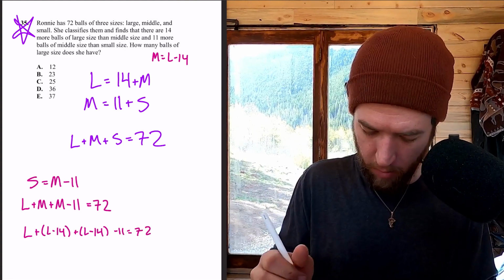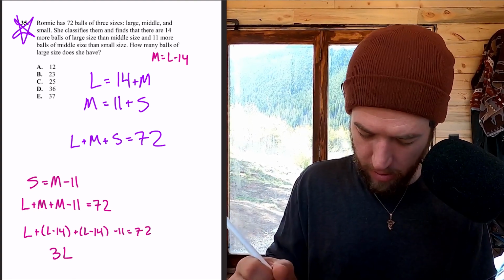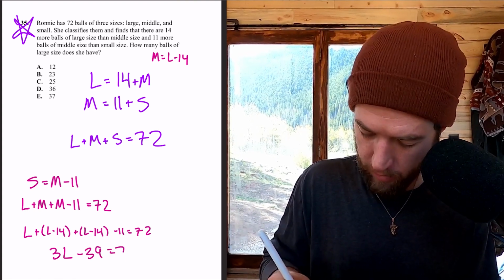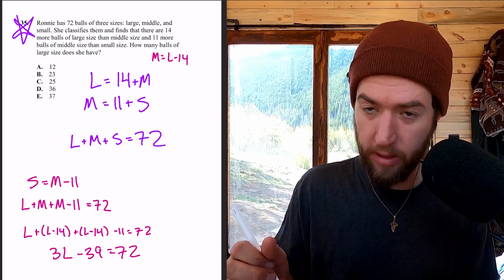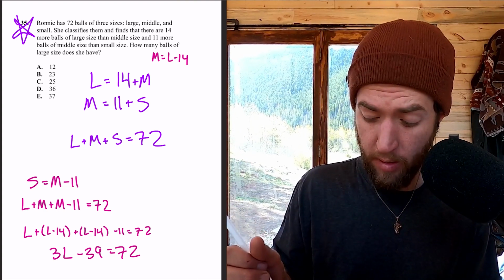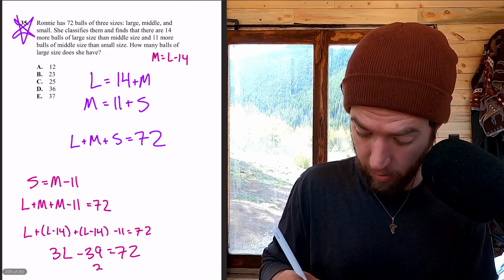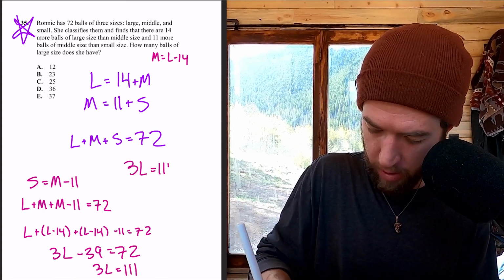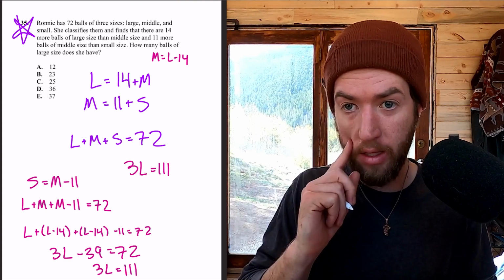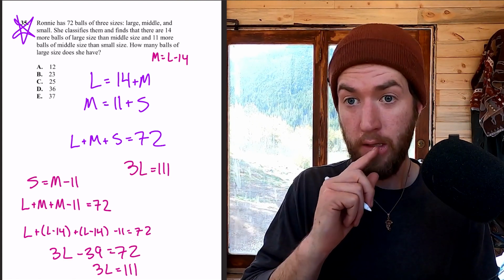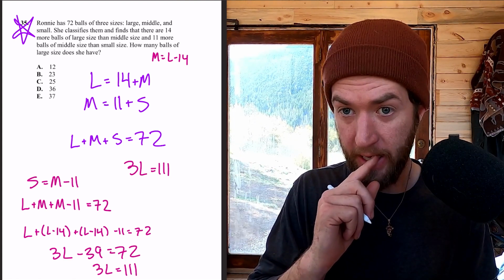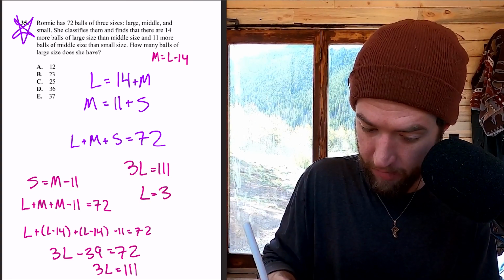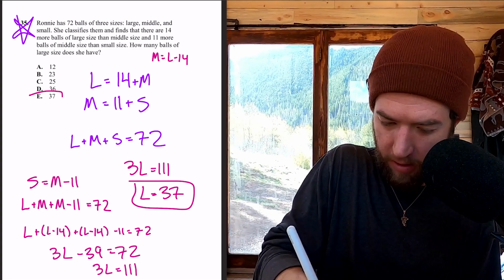Nice. All right. So 1, 2, 3 L's minus 28 minus 11 equals 72. So plus 39 is 111. So 3L equals 111. So L is 37. I should double check that one because I did all that math.